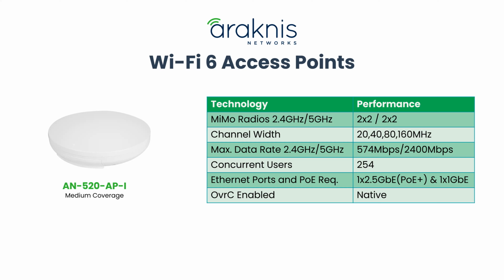You'll see that the Ethernet port has been increased to a 2.5 gig Ethernet port because the access point is capable of 2.4 gig connection rates. And if you're simultaneously transmitting on both 2.4 and 5 gig, you could transmit at a higher data rate than a 1 gig port could handle. So we put a 2.5 gig Ethernet port in there. It is PoE+, and as with all Arachnus products, it is OvrC enabled native in the AP. Really cool.